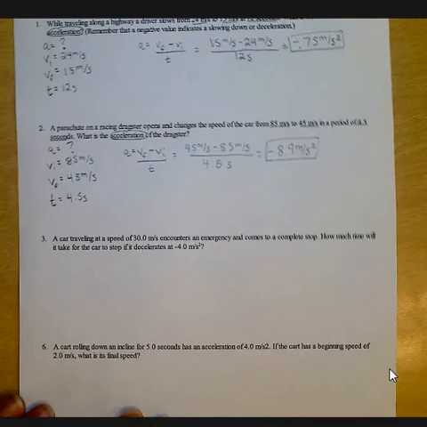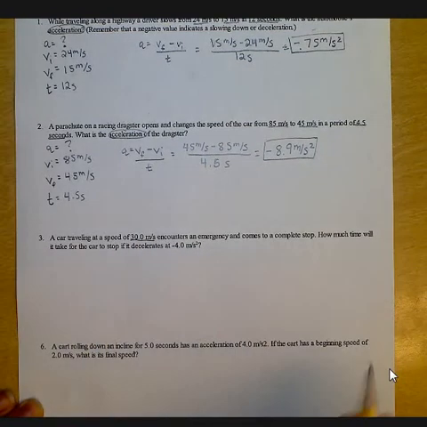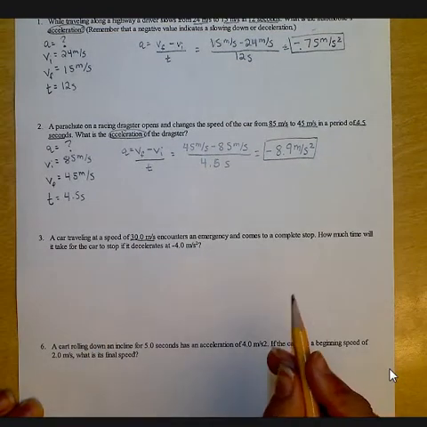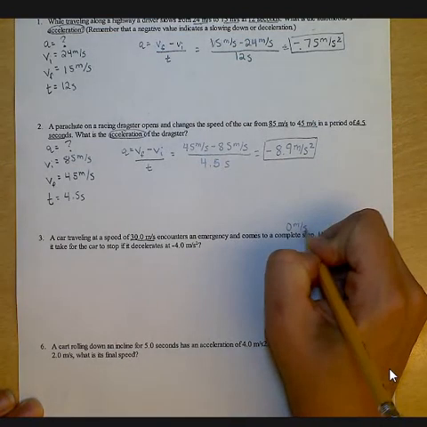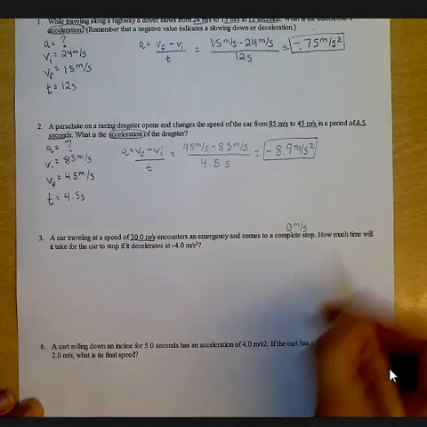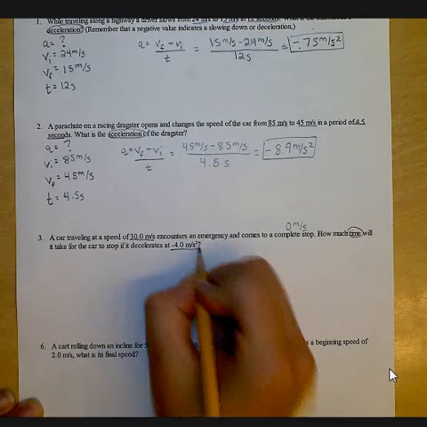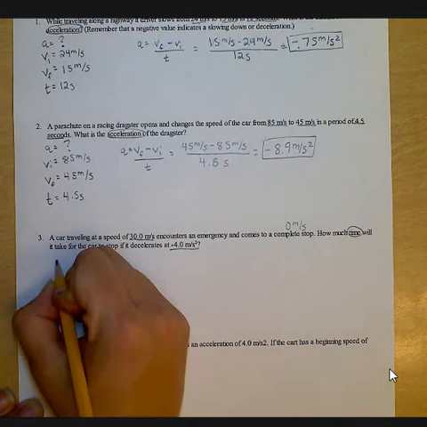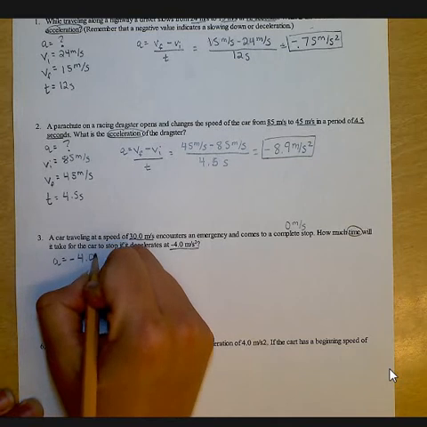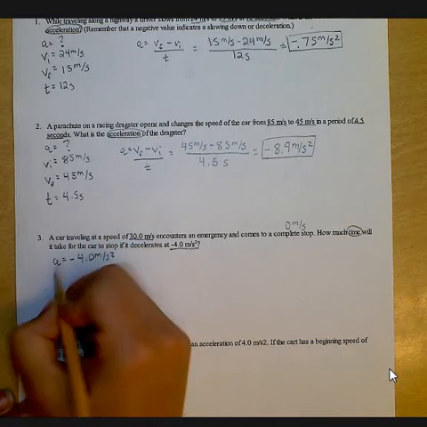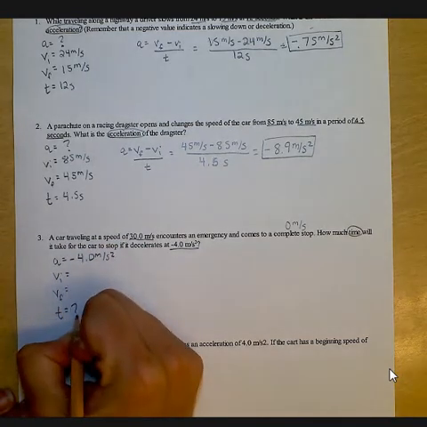Number 3. A car traveling at a speed of 30 meters per second encounters an emergency and comes to a complete stop. So if you're completely stopped, you're not moving. So it's 0 meters per second. How much time will it take? So I'm looking for my time for the car to stop if it decelerates at -4 meters per second squared. So my acceleration is actually deceleration, so it's -4.0 meters per second squared. I'm looking for my time.